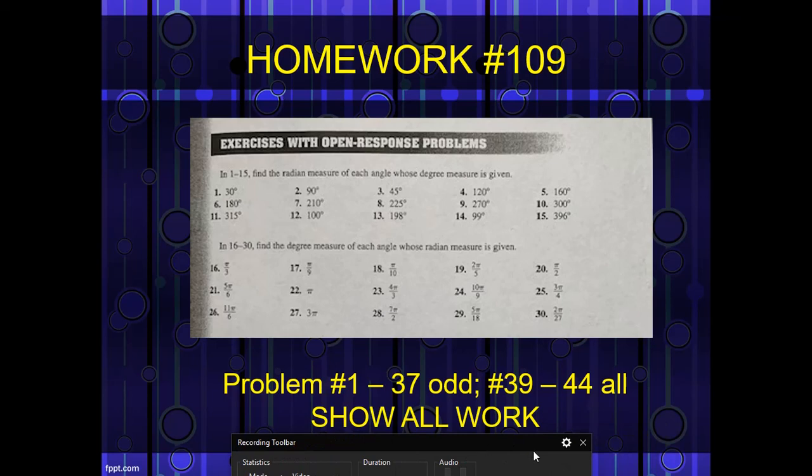Our homework is actually number 109. This seems like it's a little bit out of order. It's just that I had skipped it in the first round. But you'll see that it looks like this. We're going to do problems 1 through 37 odd. You do not have to do all of them. And then when we get to 39 through 44, that's when you're going to do all the problems. Please show me all the work involved in your conversions.